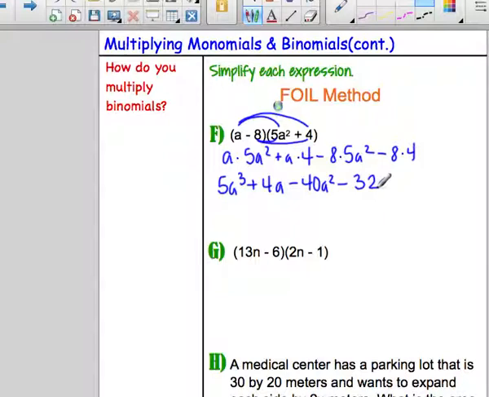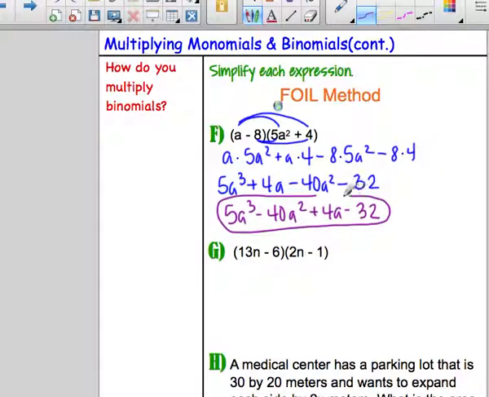So then we want to put this in standard form, which would then give us a final answer of 5a cubed minus 40a squared plus 4a minus 32. And because there's nothing more that I can combine, that is going to be my final answer.